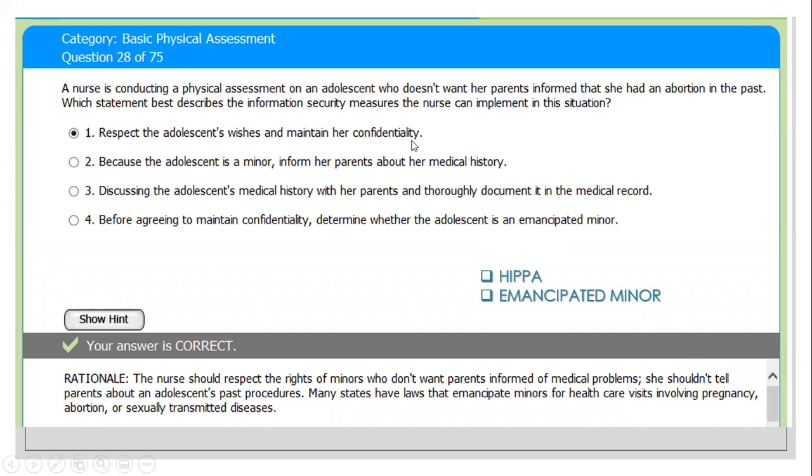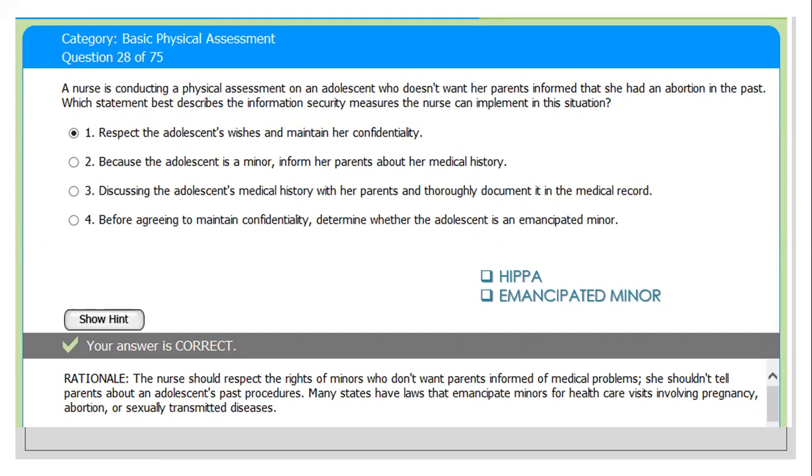So as healthcare providers, when we work in a hospital dealing with patients, we have to keep in mind the principles of ethics. One is called HIPAA. HIPAA stands for Health Insurance Portability and Accountability Act.